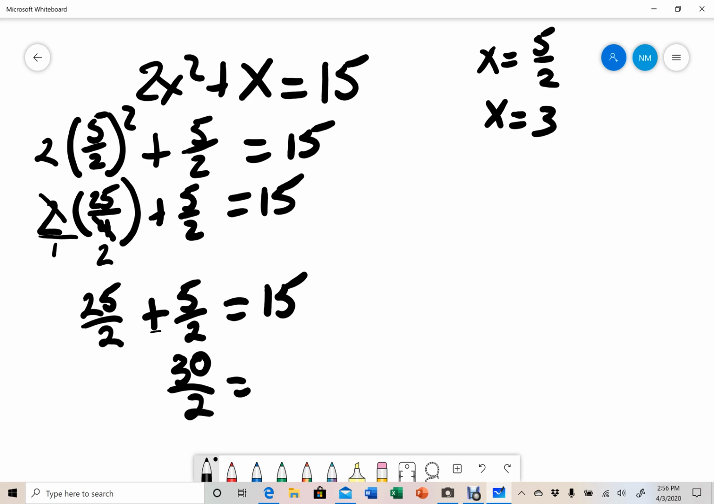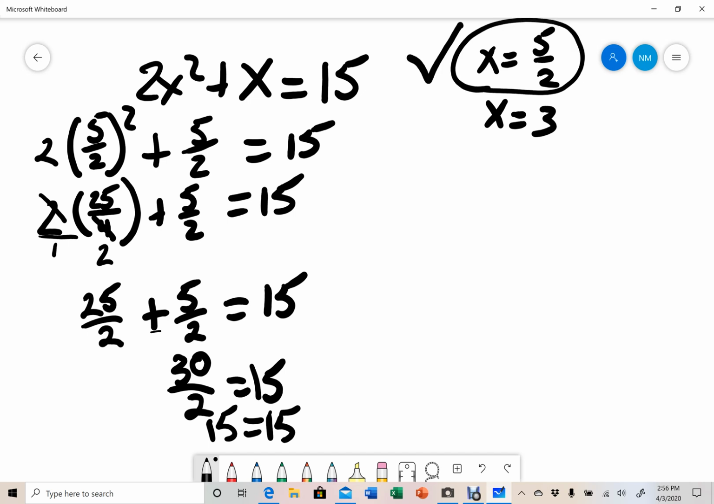Remember, we don't add our denominators when we're adding and subtracting fractions. Our denominator just stays as 2. Okay, and then 2 goes into 30 15 times. So I have 15 equals 15. So I know that this one is correct.